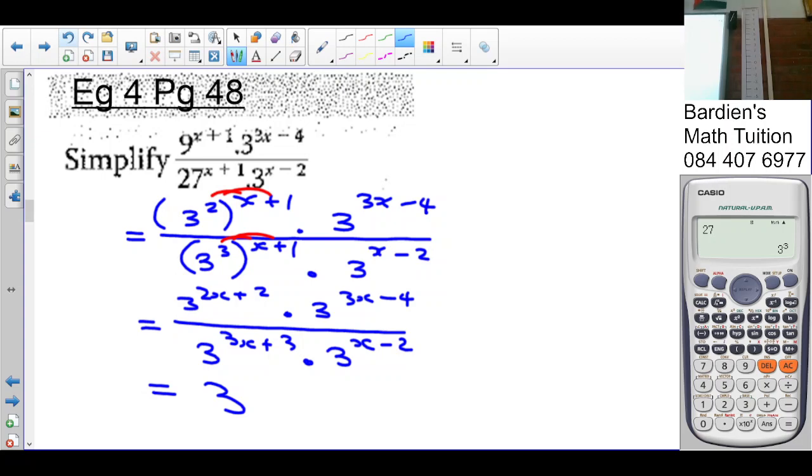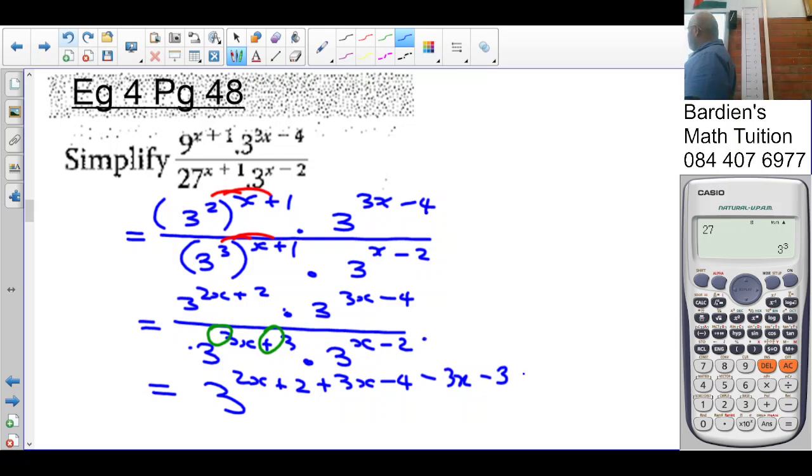So this will be 3 to the 2x plus 2, plus, because we're multiplying, so we add here, 3x minus 4. We're dividing, so that's going to give you minus 3x, not plus 3, minus 3. Because you see here, that is going to become minus. So that's going to be minus 3x minus 3. And then this here, minus x plus 2. You all understand? Right.